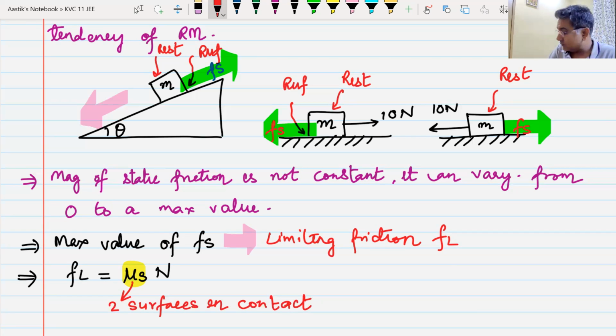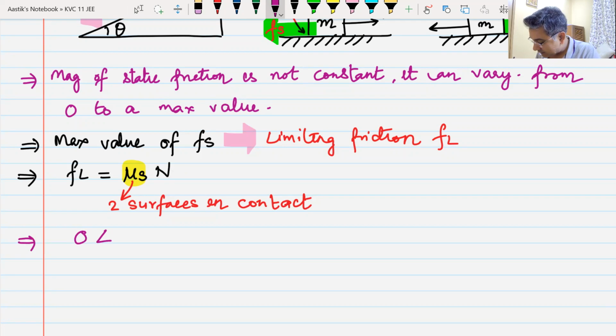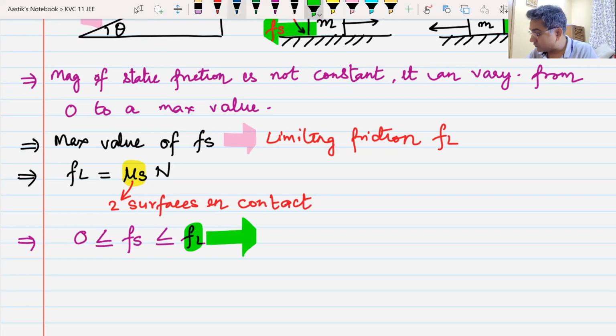In short, if I say smart friction, S for static, S for smart. The value of this static friction, if I write it mathematically, 0 is less than or equal to Fs, which is less than or equal to FL, and this FL, remember, is equal to mu s into N. I can't change it.